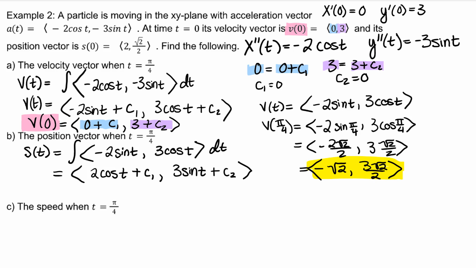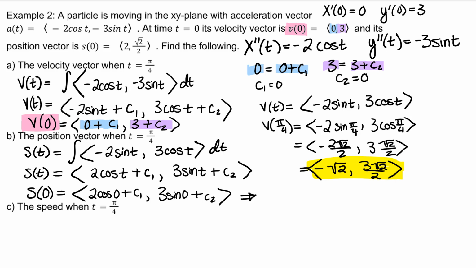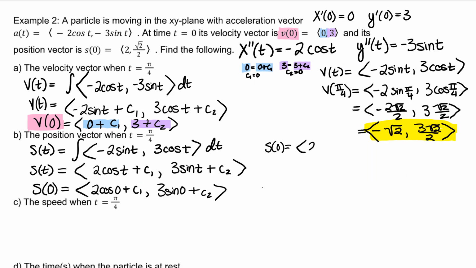They gave us the position vector when t equals 0, and that's 2, root 2 over 2. So let's plug in 0 for our position vector. This simplifies to be 2 plus our first constant, and the second constant. I was given s of 0, the x part is 2, and the y part is root 2 over 2. Make these equivalent and solve for your constants.